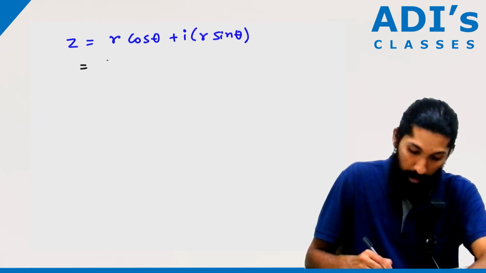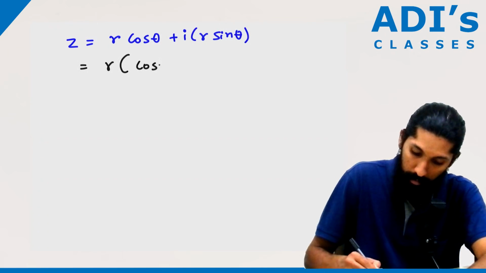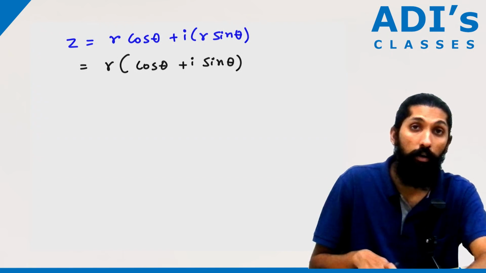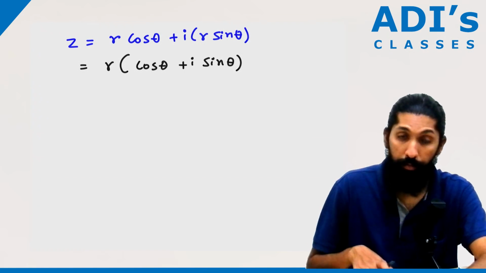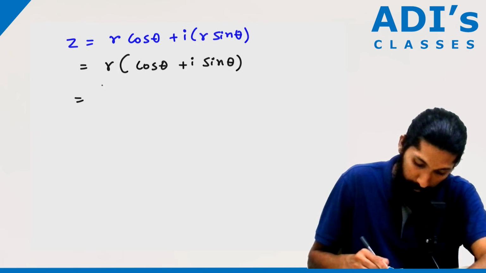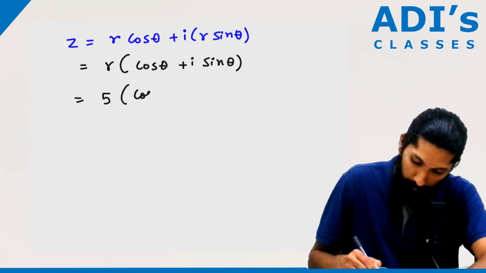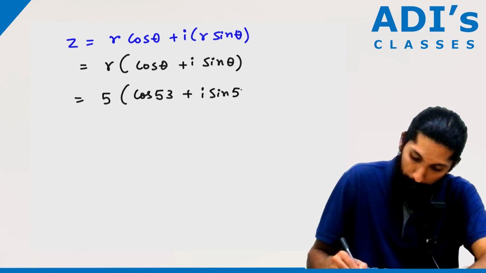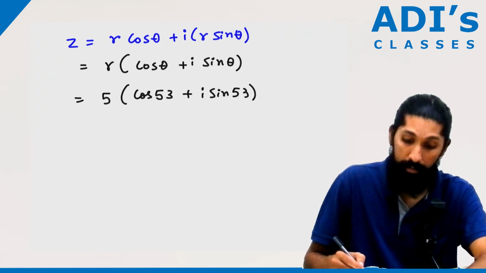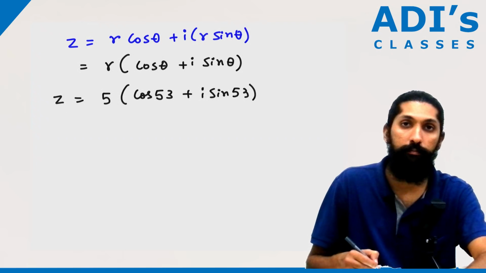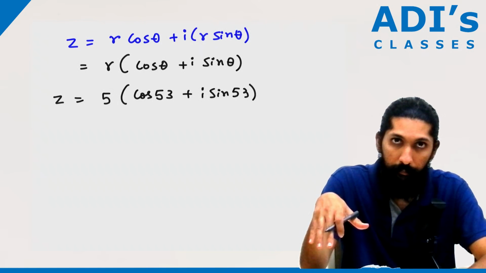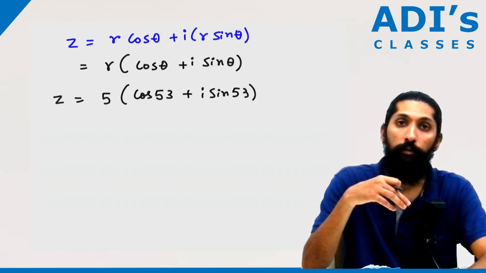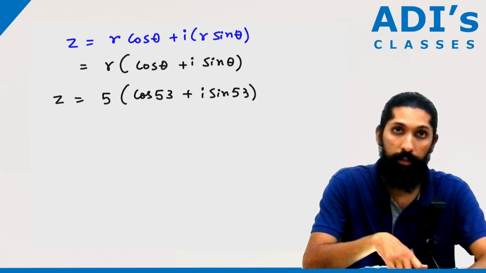You can take r common: r into cos theta plus i sin theta. Now we know the value of theta, we know the value of r. Substitute. We get 5 into cos 53 plus i sin 53. So this is the value of z. The same 3 plus 4i, if you convert it into polar form, we get 5 into cos 53 plus i sin 53.